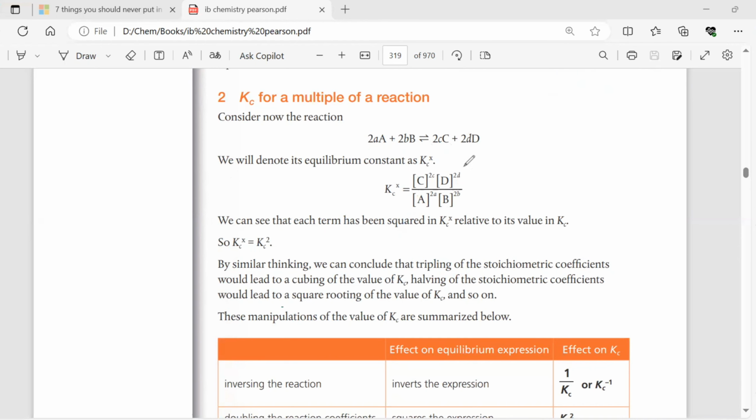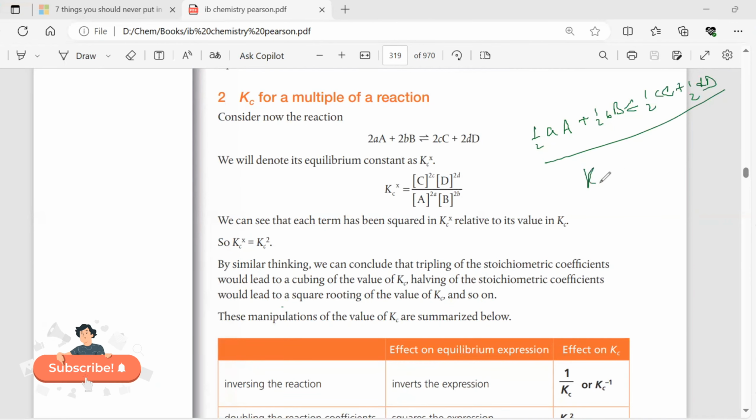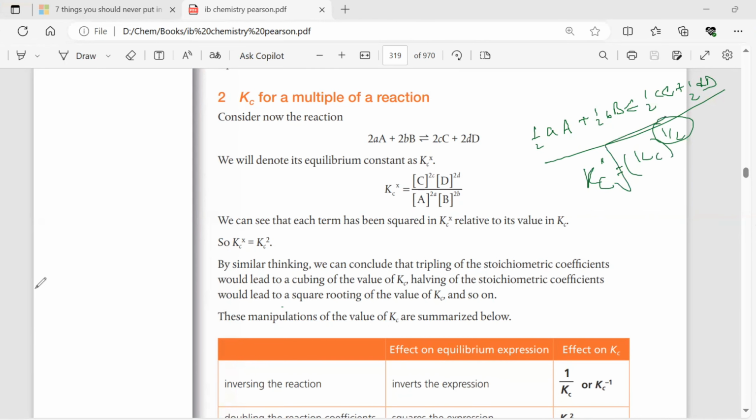Fine. Now, if you have got a reaction which is just half of the earlier reaction, you guys see? Half of the earlier reaction. So you don't have to find out the Kc. The new Kc will be Kc to the power of half, which means square root of Kc. We have to do square root of Kc. Is it clear? Sana, did you get this thing? Clear.